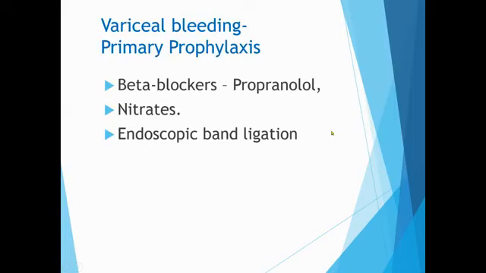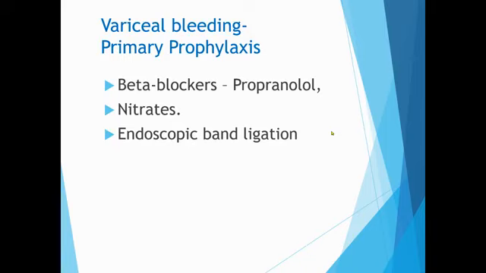There is also prophylaxis, primary prophylaxis. These are given prior to the development of first bleeding. If you diagnose that this patient has esophageal varix, but there is no history of variceal bleeding, you can start some drug that will reduce the portal pressure, and thereby it will prevent the primary bleeding. The drugs used are propranolol and nitrates.